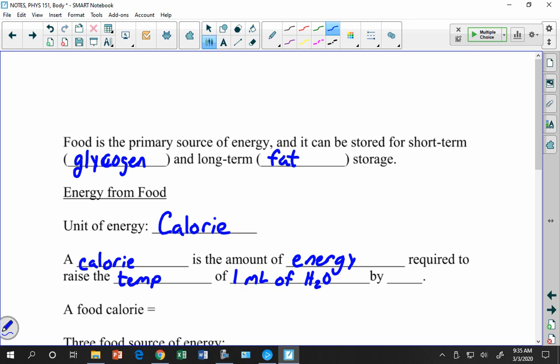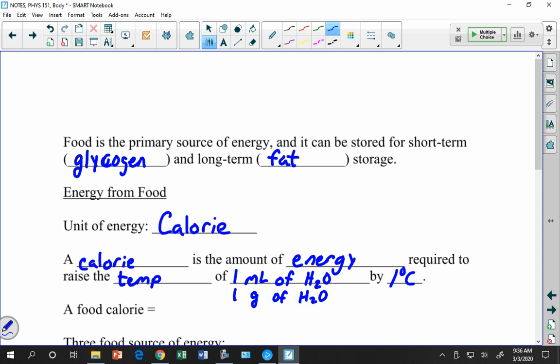And 1 milliliter of water, by the way, is the same as 1 gram of water. So a calorie: if you have 1 milliliter of water and you put a calorie of energy into that water, then it's going to raise the temperature by 1 degree Celsius. Remember the bomb calorimeter? He blew up the little piece of fruitcake, and then he tried to see how much it raised the temperature of this water. If it raised the temperature of a gram of water by 1 degree Celsius, then that would be 1 calorie.